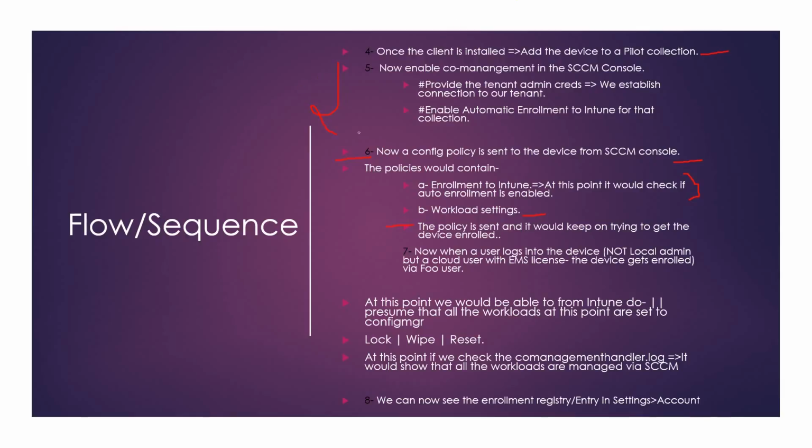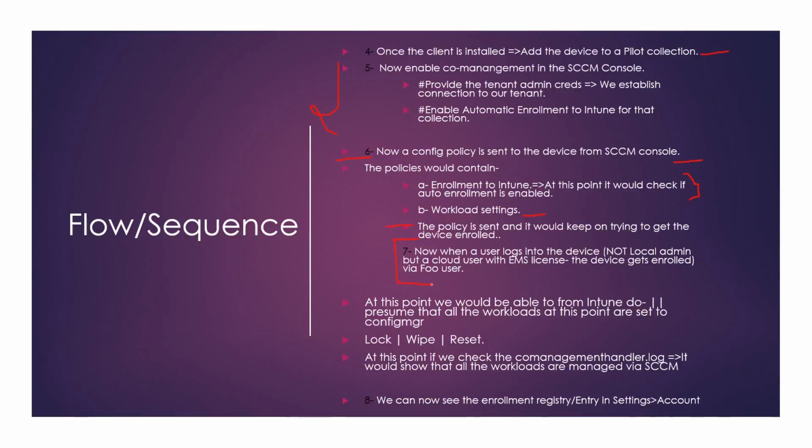So this is an important point. The enrollment will happen when a user logs into the device who has an EMS license assigned to it. So it can be an on-prem user or it can be a cloud user, but he needs to have an EMS license assigned to it. Once the user logs in, that is when the enrollment is triggered, and the enrollment happens the same way as it would in case of enrollment via group policy. That is, a scheduled task is created, and that scheduled task runs and gets the device enrolled.